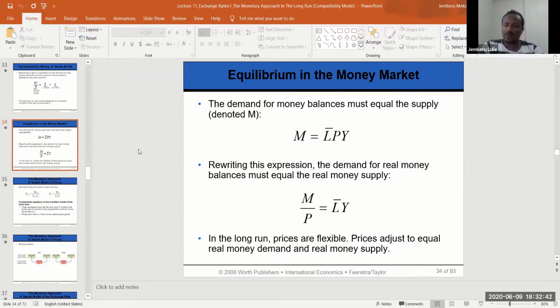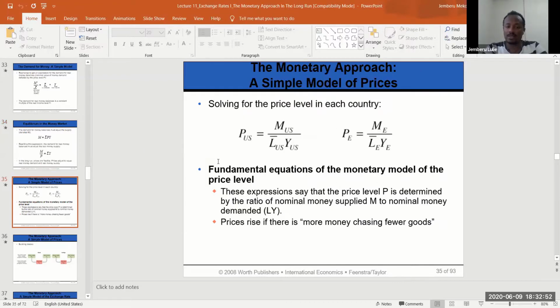The previous exchange rate equation, now we want to link it with the money supply and GDP. Then the exchange rate, the money supply, what happens to the exchange rate, what happens to GDP? Here it is, because remember exchange rate is between two currencies, price is also the ratio in two countries. So I have to solve the price for US, the price for Europe, money supply over some constant L times GDP.